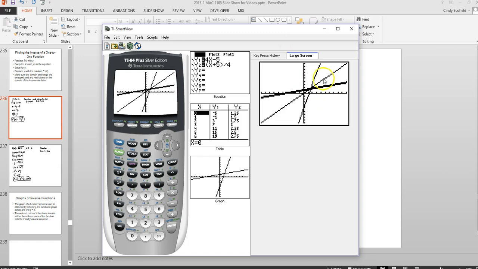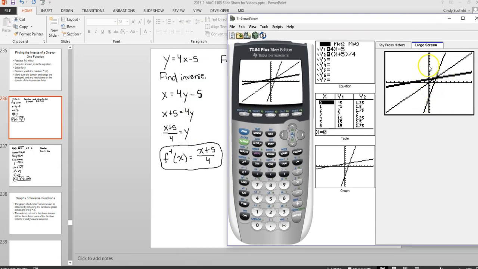Your y sub 1 is this thin line right here. That was the y equals 4x minus 5. Your y sub 2 is this thicker line here, y equals x plus 5 over 4, and then y equals x is this line here.